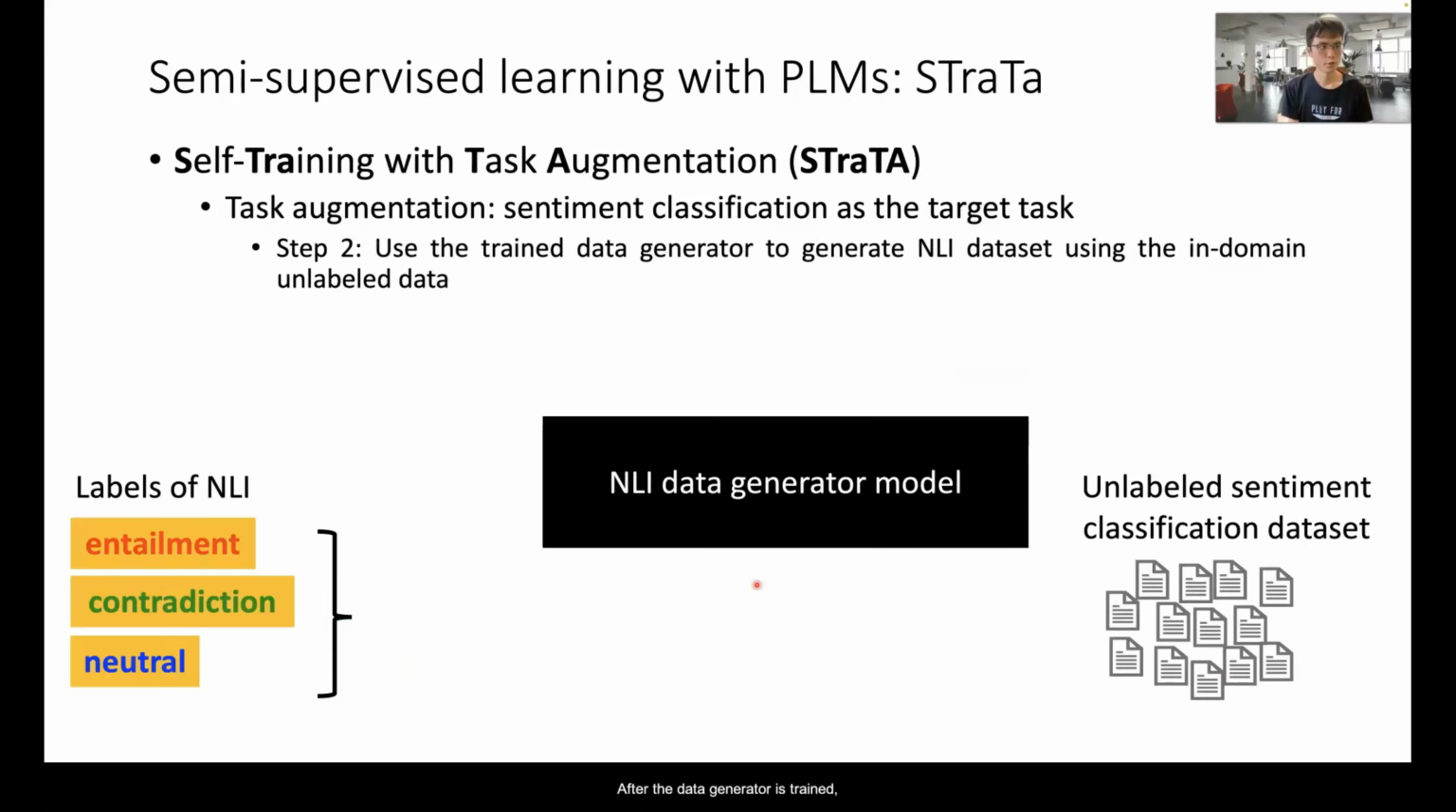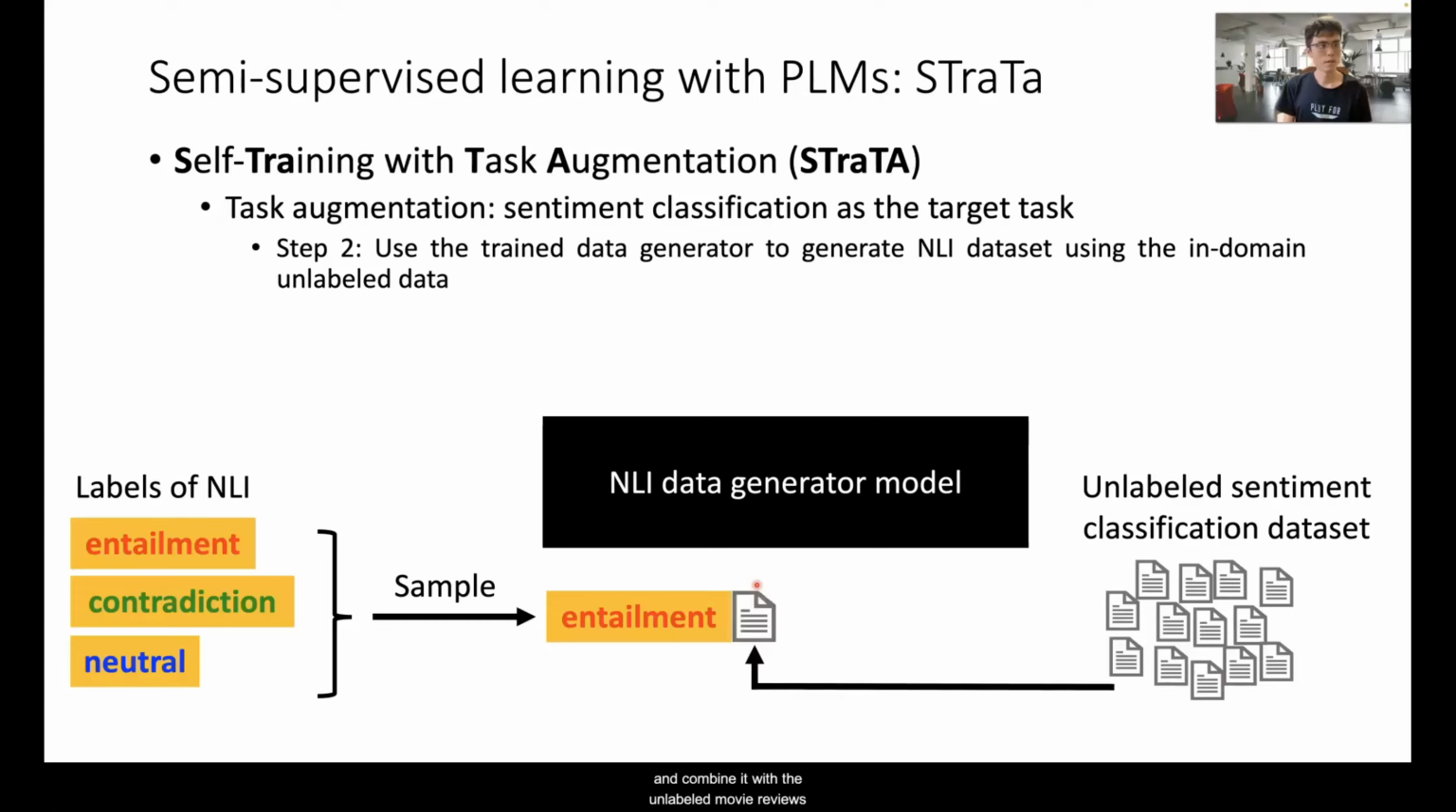After the data generator is trained, we use the unlabeled dataset of the target task to generate the synthetic dataset for the natural language inference in step 2. Assume that our target task is a sentiment classification task, and the unlabeled data is a bunch of movie reviews without ground truth. Then for each movie review, we randomly select a relation in the NLI task, and combine it with the unlabeled movie review, and feed it into the NLI data generator model.